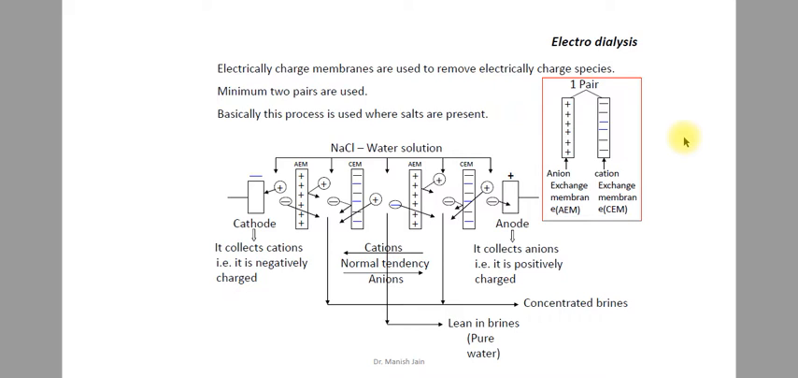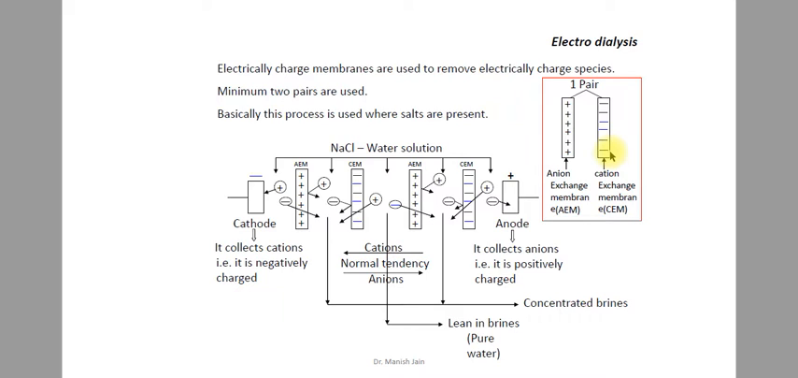So there are two different types of membrane used in electrodialysis. First is called the anion exchange membrane, or in short AEM. In AEM the membranes are positively charged, and these membranes allow only the negatively charged ions to pass through it. Second is the cation exchange membrane, which is called the CEM. These membranes are negatively charged, and these membranes allow only the positive charge to pass through it.